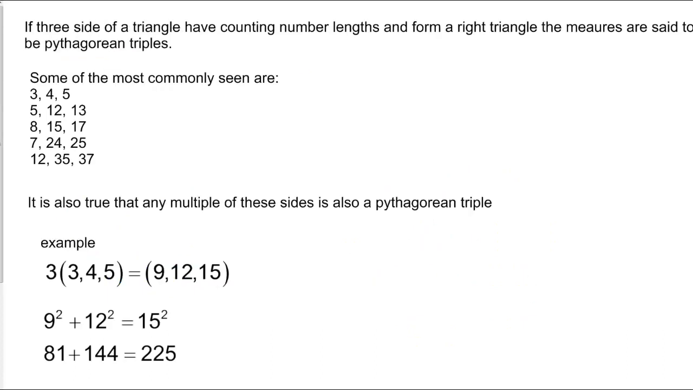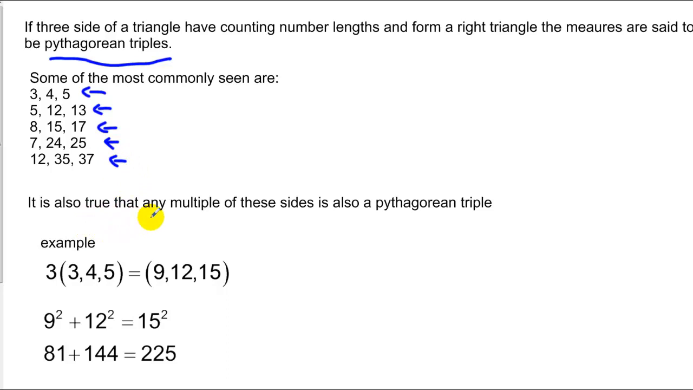Now, if three sides have counting number lengths and form a right triangle, those measures are said to be Pythagorean triples. There are some commonly used ones. Most often seen is 3, 4, 5. Also 5, 12, 13; 8, 15, 17; 7, 24, 25; and 12, 35, 37. These are some of the most common that you'll see. So if you were to actually memorize these, you wouldn't have to work out those problems.